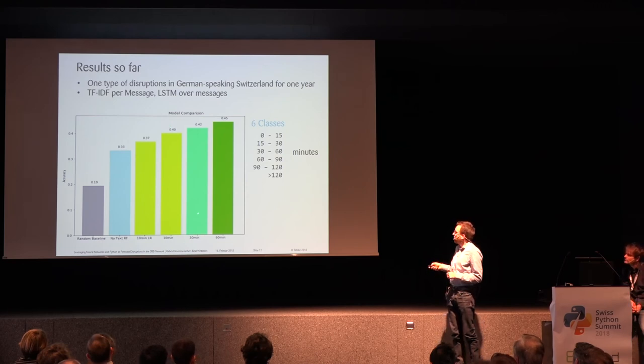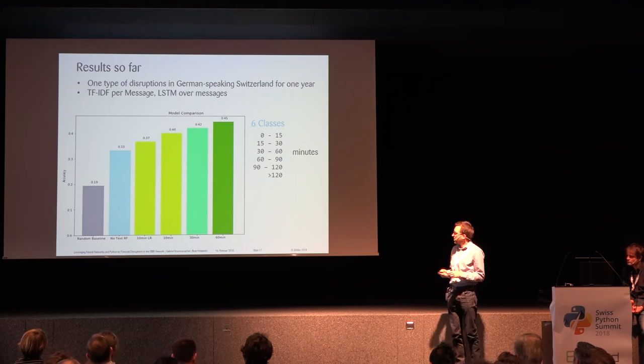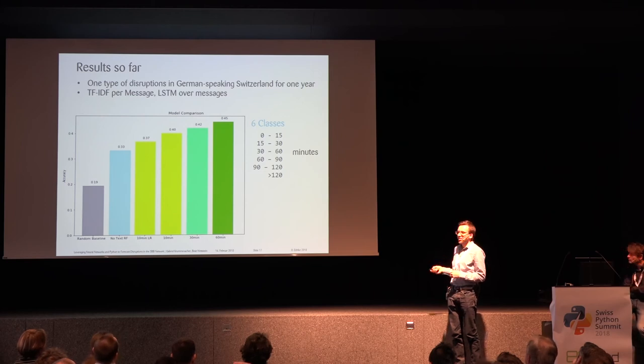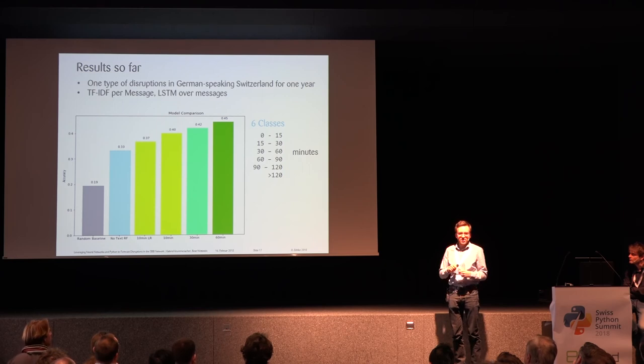And then the more of these messages you see, the better your model is. But this is not very useful. So after an hour, if you can only predict the time it will take after an hour, this is maybe not very useful. So after 10 minutes is maybe a good point to output the prediction.